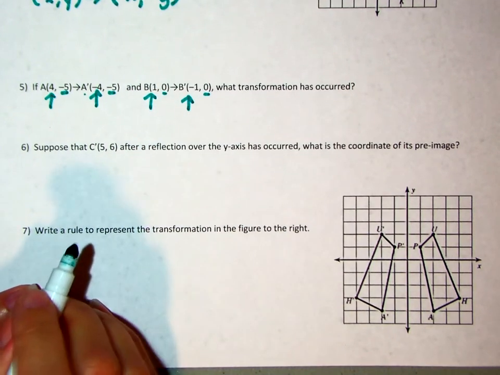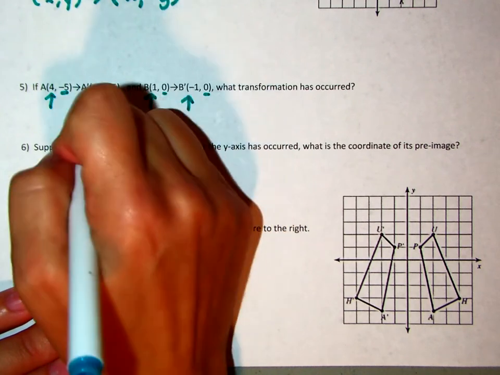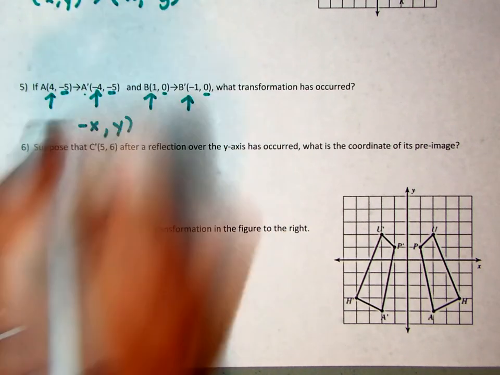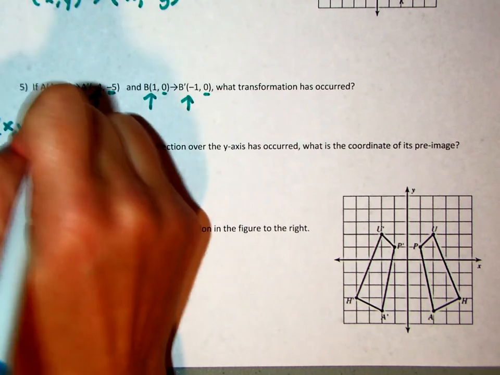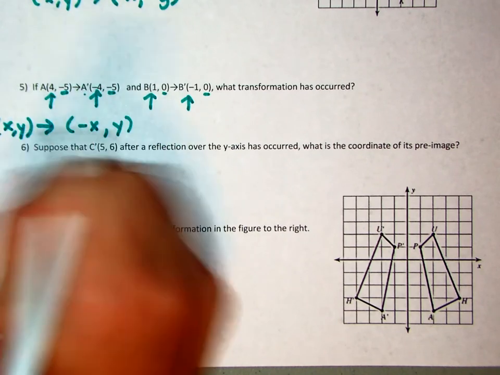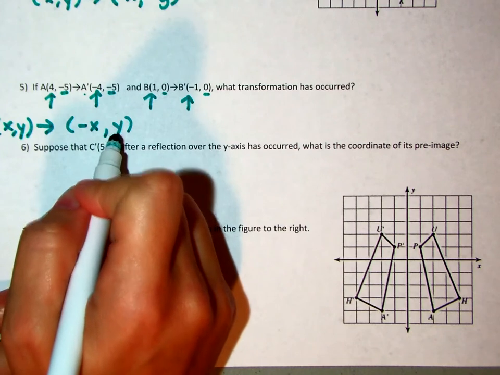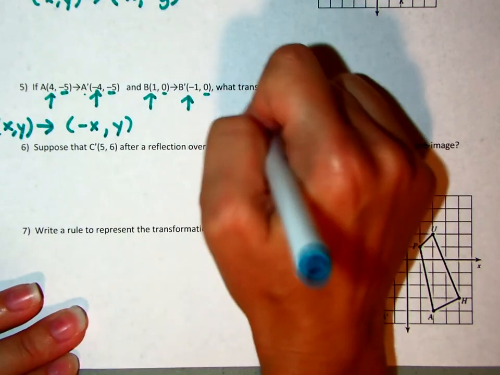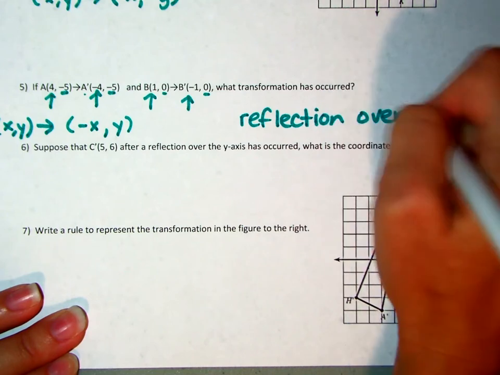So the y stayed the same, but the x changed. So what really happened here is we started with x, y. The x went opposite in value, but the y stayed the same. When we reflect over the y-axis, y stays the same. So this was a reflection over the y-axis.